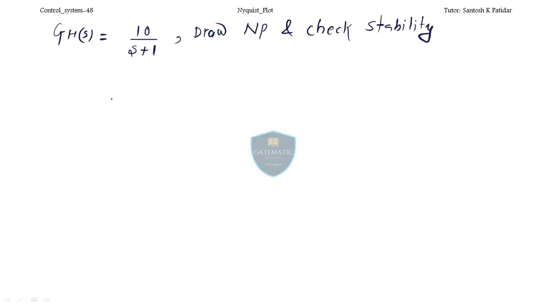Okay, so the question is: the open loop transfer function is given as 10 divided by s plus 1. Draw the Nyquist plot and check the stability. You can do all these procedures very well, as we have already done them in the polar plot, so I can directly draw the plot, isn't it?